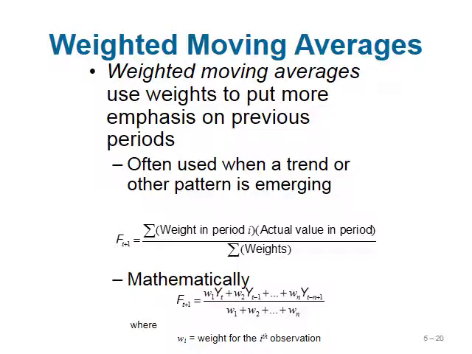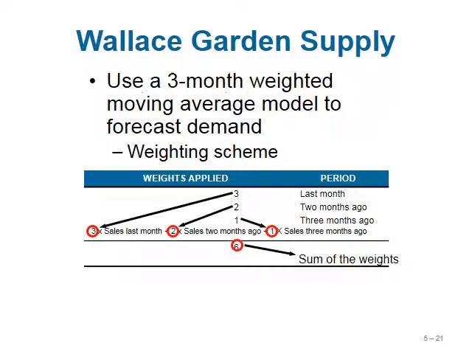A weighted moving average adds the ability to put more weight on a more recent month, and is useful if a trend is emerging. With a weighted 3-month moving average, we need to multiply the weights by each of our actual sales demands and then divide by the sum of the weights. Here, we have a weight of 3 for last month, a weight of 2 for 2 months ago, and a weight of 1 for 3 months ago. Once we multiply those out times our actual demands, we have to divide by 6 because that is the sum of 3 plus 2 plus 1. And that balances out our average.